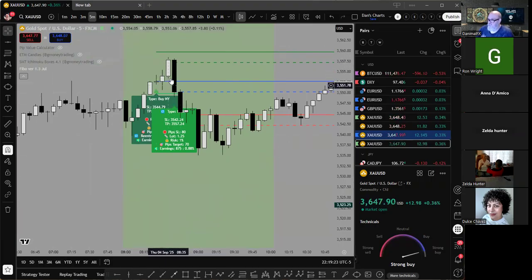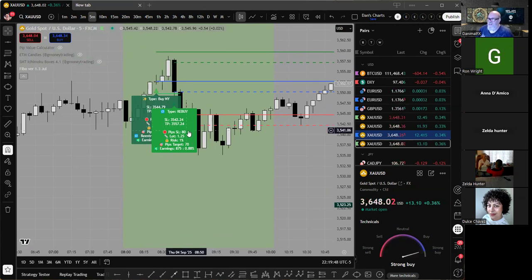This is a break of structure. You have two bullish candlesticks broken by a bearish candlestick, so sellers are in control. Then we got another push down. Boom. So you could have sold from this blue line all the way down to the red line.